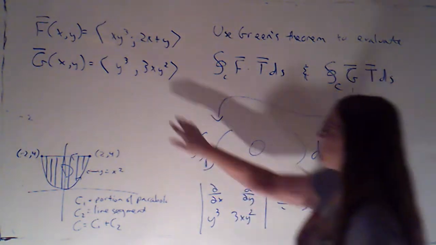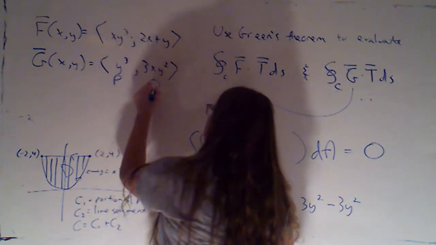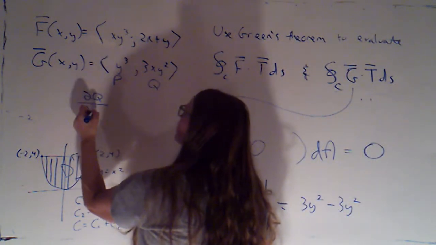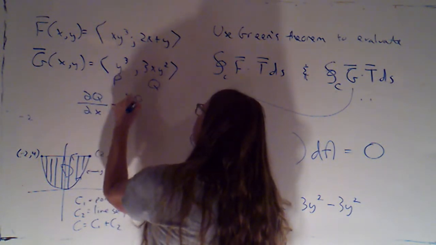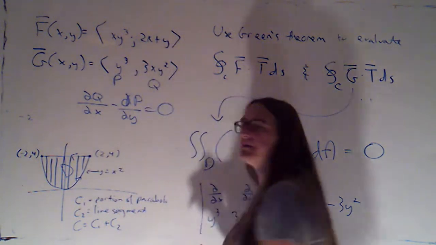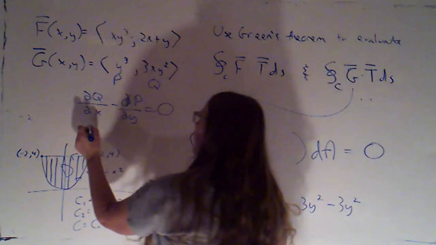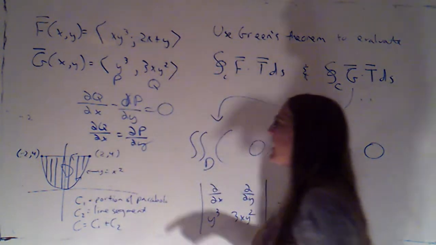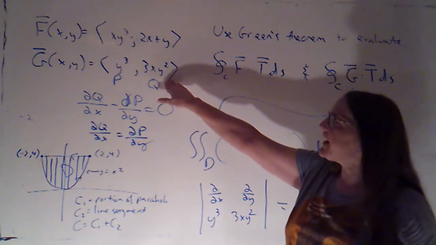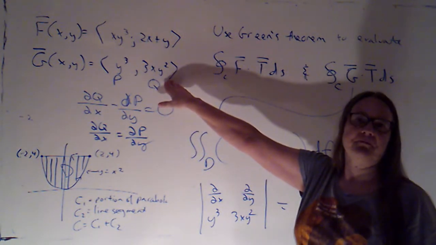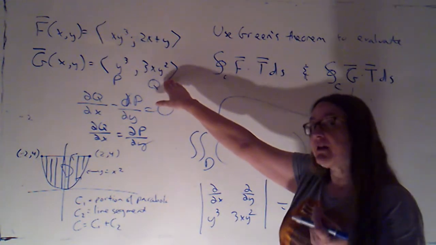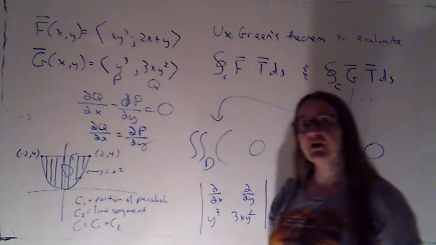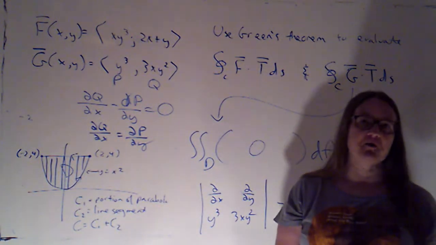Now, if I were to call this P and this Q, what we just saw is that the partial of Q with respect to x minus the partial of P with respect to y was equal to 0. Another way of saying that is that the partial of Q with respect to x is equal to the partial of P with respect to y. What that tells me is that this vector field was conservative. And if you remember, if you have a conservative vector field and you go around any closed piecewise smooth curve, your work integral is going to be 0.